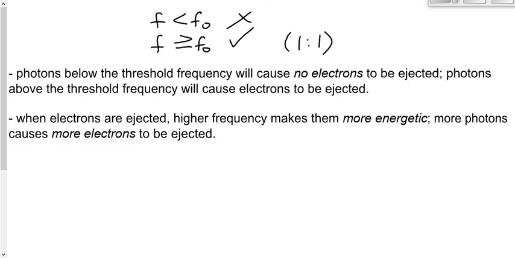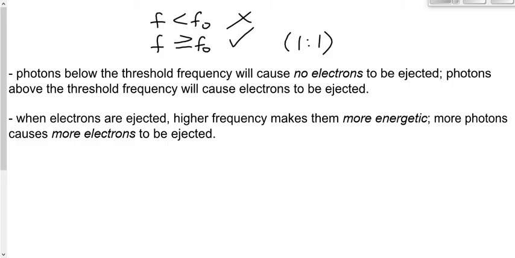Now, when electrons are ejected, in other words, when you're above the threshold frequency, higher frequencies still make them more energetic electrons. So it's still a 1-to-1 ratio. 1 photon will still cause 1 electron, but if you're barely above the threshold frequency, 1-to-1 ratio, electrons are ejected. Way above the threshold frequency, 1-to-1 ratio, but the electrons that are ejected aren't just barely ejected, they're ejected big time with lots of energy, with higher energy.